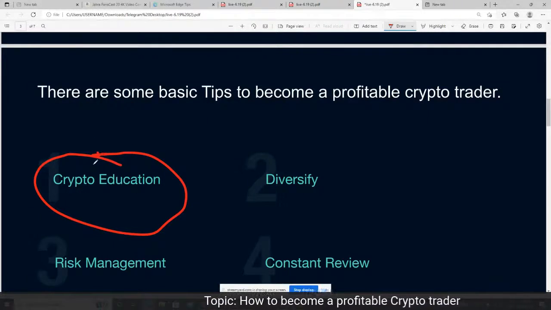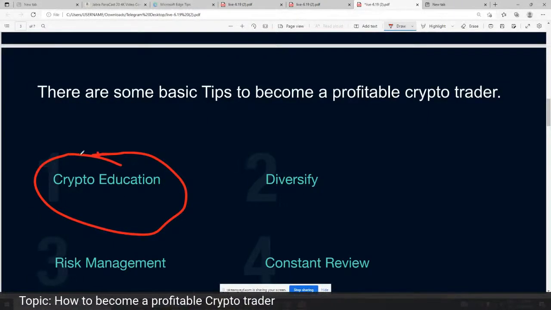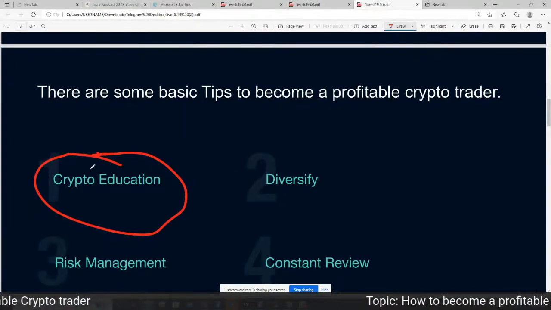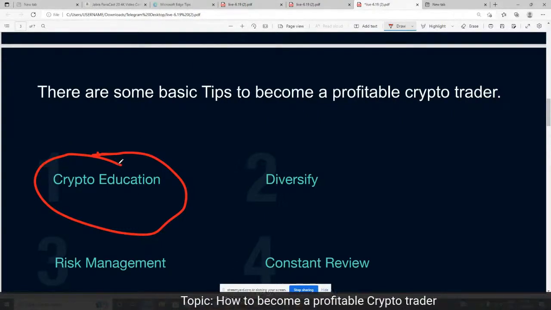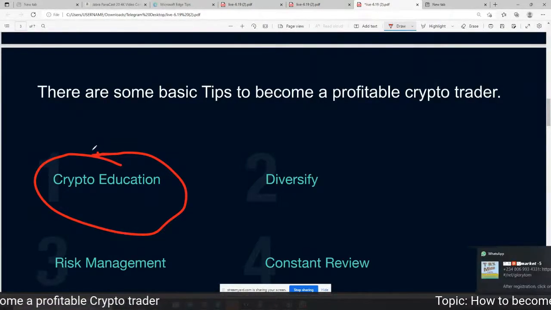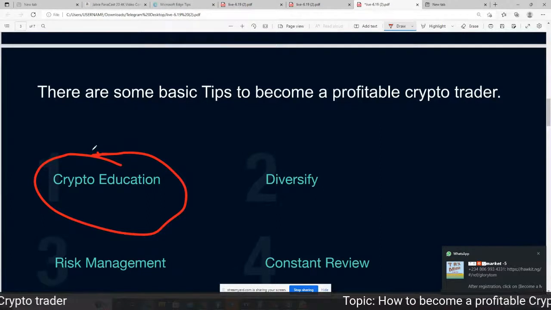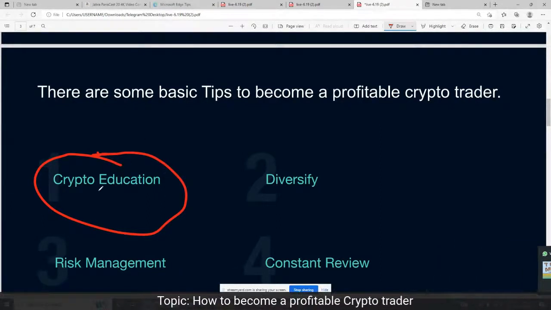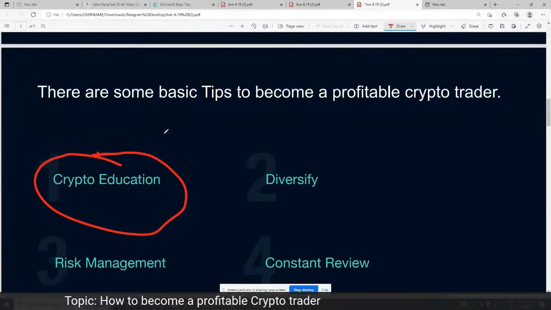Crypto education is the first factor for anybody aspiring to become a profitable crypto trader. It is the first thing you need to take into consideration. If you are not well educated in the crypto sector, you are not going to be profitable. That is why crypto education is the first thing to look at while trading crypto. What is crypto education and how do we go about it?